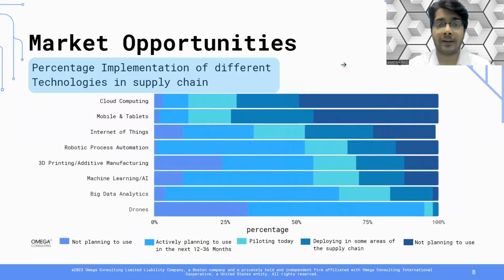And coming to this figure, it depicts the survey results of 212 supply chain leaders from diverse industries about the percentage implementation of different technologies in the supply chain. As we can observe, the sections actively planning to use in the next 20 to 36 months and piloting today occupy a significantly higher share. And by this, we can say that the technological progress and adaptability in the supply chain industry is present and imminent.